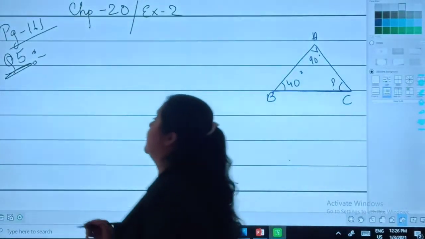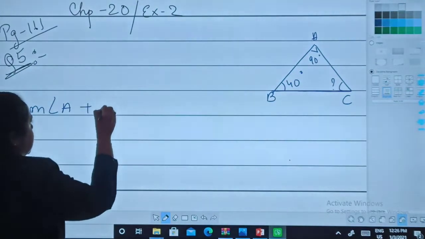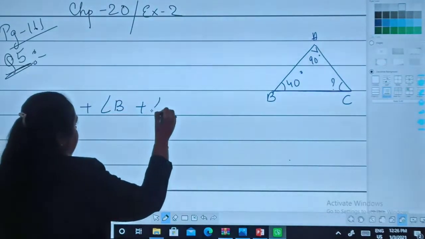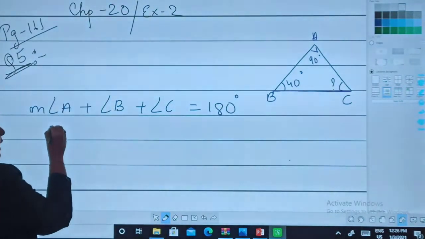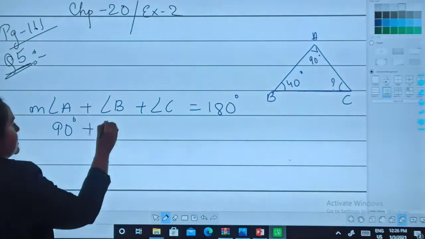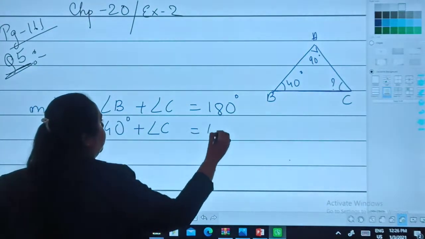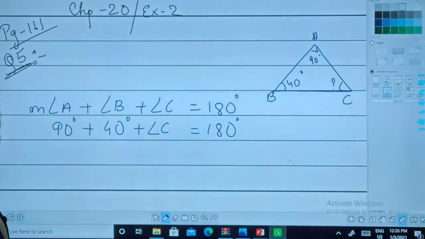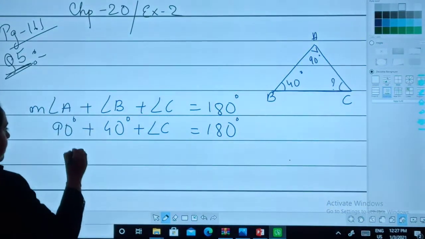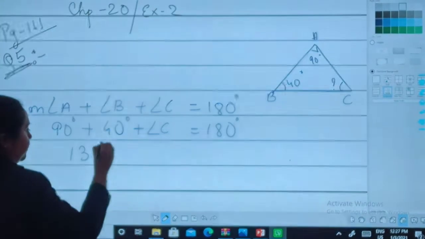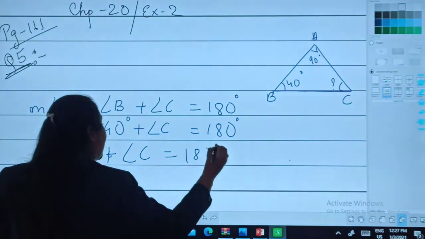We know that measure angle A plus angle B plus angle C equals to 180. Angle A I have 90 plus angle B I have 40. I don't have angle C. I will copy it as it is. Understood, students? Now 90 plus 40, 130. So 130 degree plus angle C equals to 180.